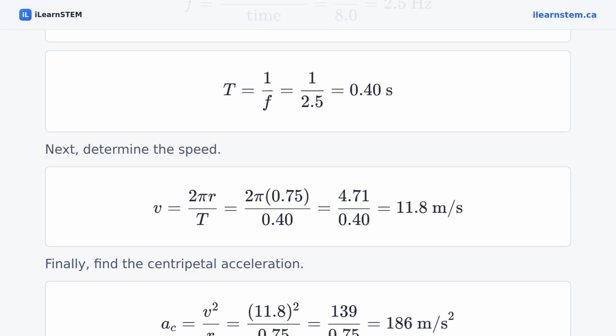Remember, for uniform circular motion, frequency is revolutions per time, period is the reciprocal, speed is circumference over period, and centripetal acceleration is speed squared over radius.